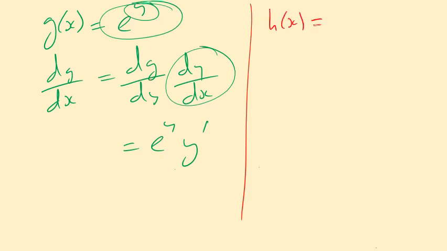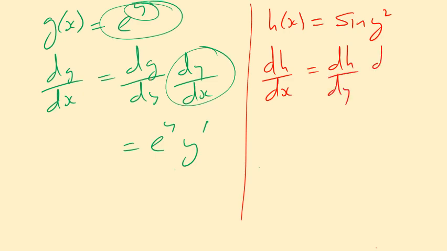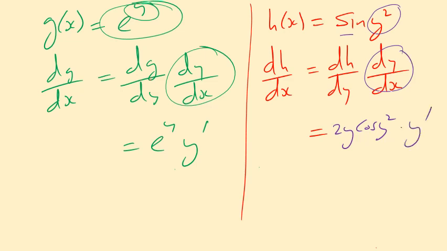Let's try another one. H of x is equal to, let's give you something like sine of y squared. What is dh dx equal to? Well, it's dh dy times dy dx. But now I've got a y squared. You've got to be careful. So if I differentiate the inside function, what's the derivative of y squared? Well, we know it's 2y. What's the derivative of sine of something? It's cos of that something. And then, don't forget, times y prime.